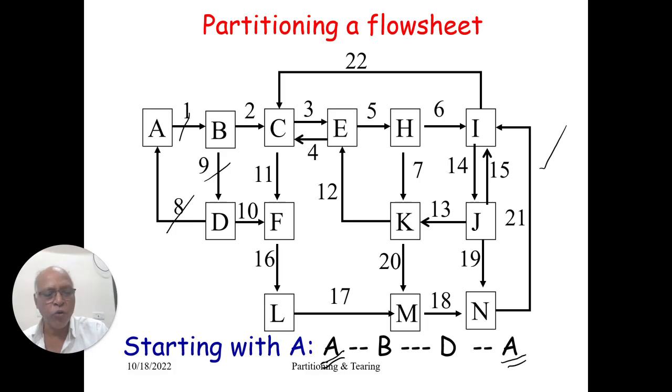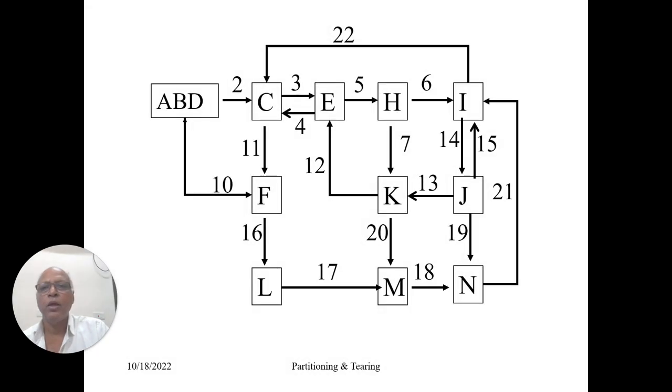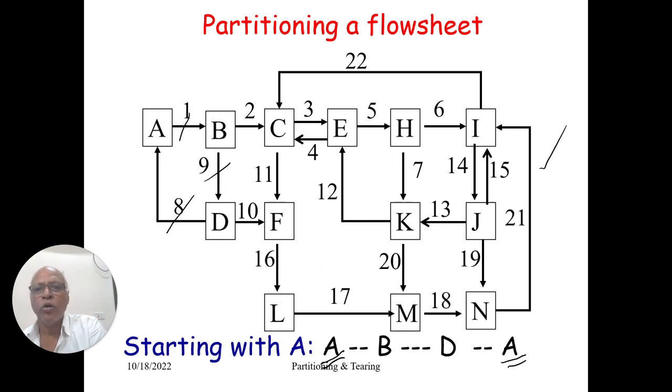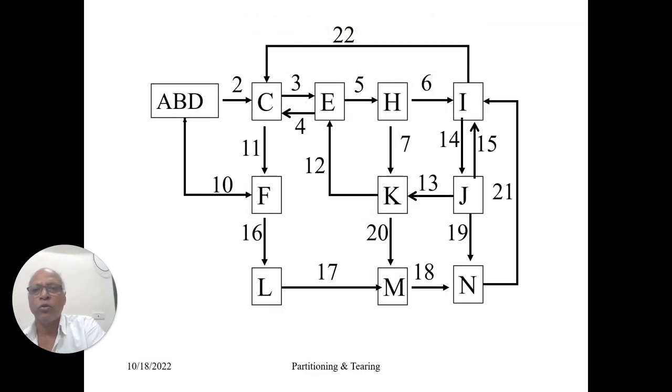So you need to redraw the graph. So that's what happened. ABD, you can see. Whatever is going from B will now be going out from ABD. Whatever goes from D will now be going from this group node. So there are two output edges from ABD, which are 2 and 10. You can see 2 is here, 10 is here. The remaining will be as it is drawn. So while redrawing this graph, be careful not to omit any stream.